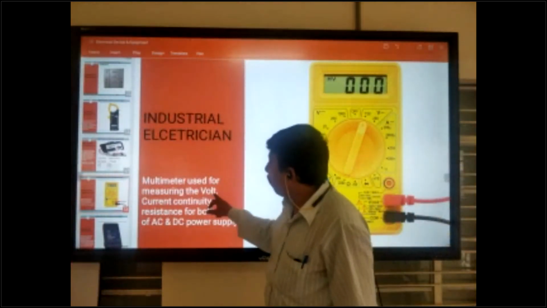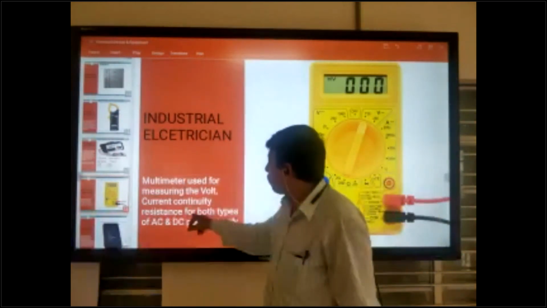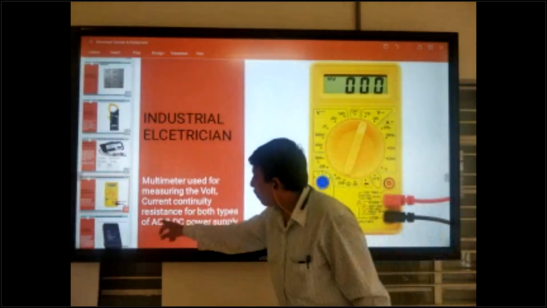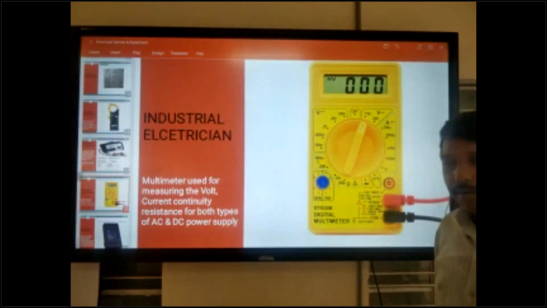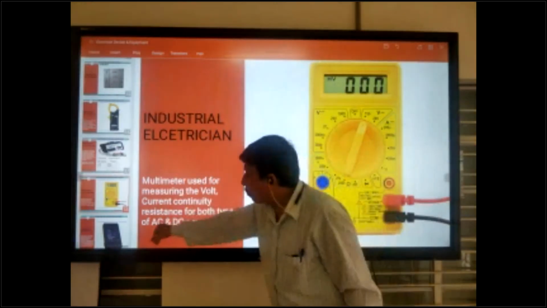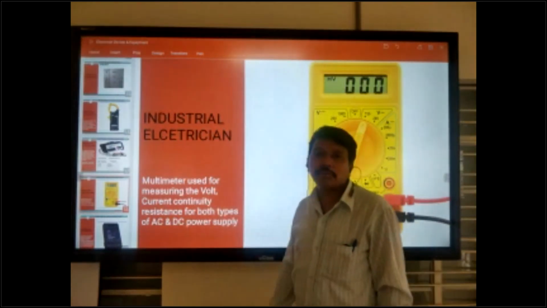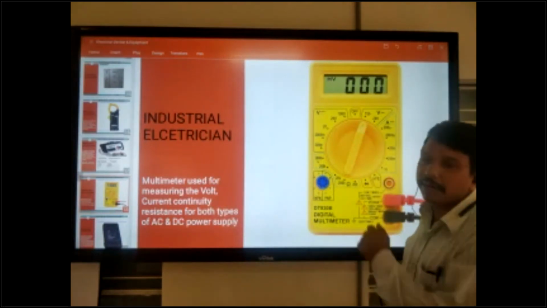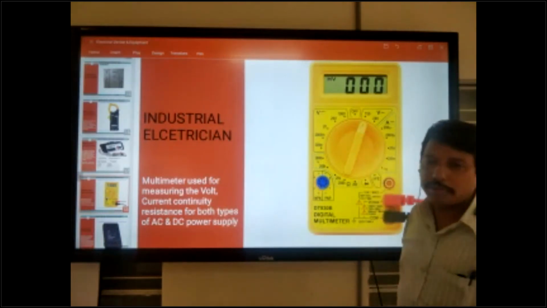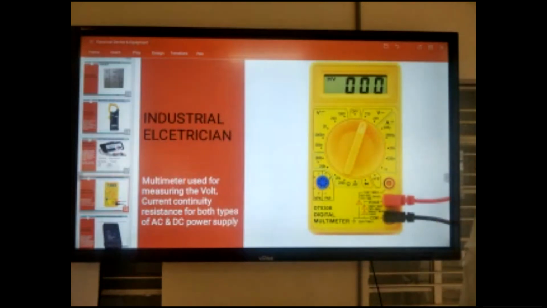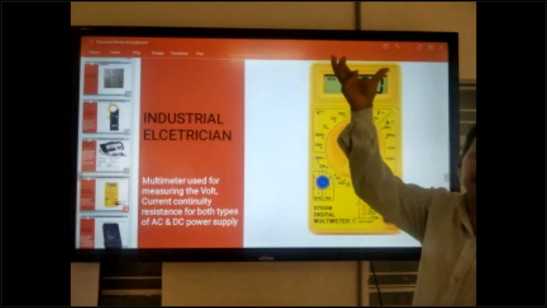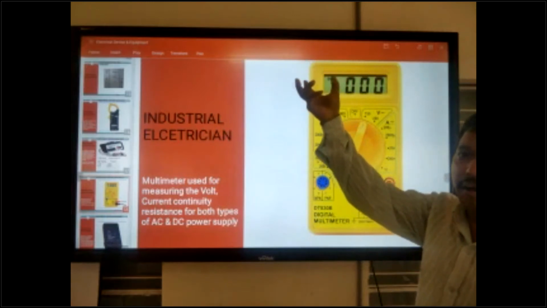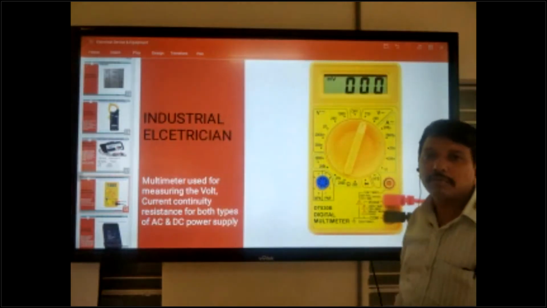A multimeter is used for measuring volt, current, continuity and resistance for both types of power supply, AC and DC. Both AC and DC are possible to check with a multimeter. This is used for normal checking. If you want to check voltage or current of a fan, you can use it for that too.